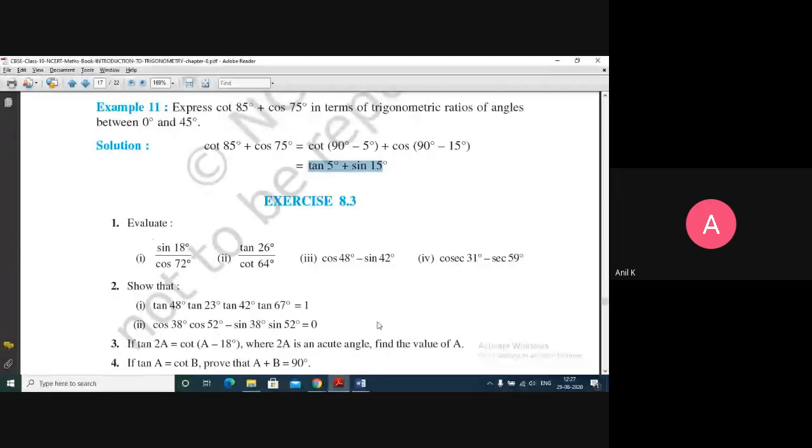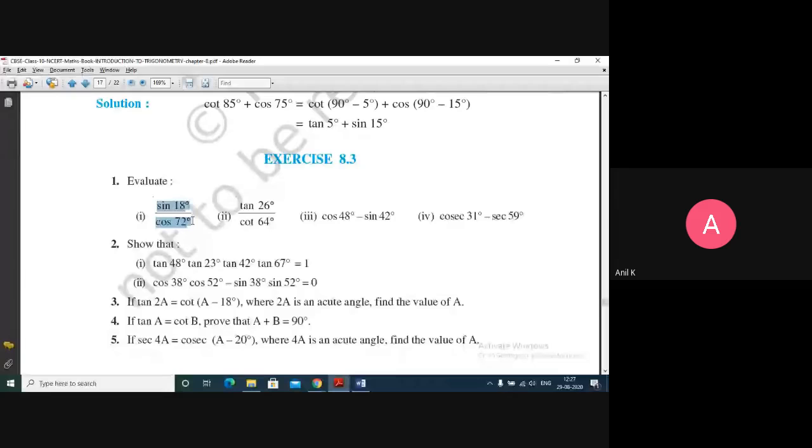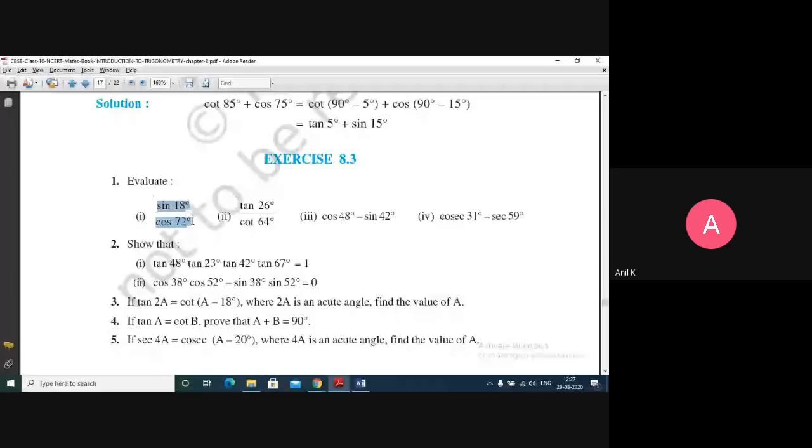Now tell me which question you want me to solve. Although, I think the first question you can solve. Can you tell me what is the answer of the first question? Just by looking, without using pen and paper, you can solve it. Sin 18 upon cos 72. First see whether the sum is coming to 90 degrees. 18 plus 72 is 90, so the answer is 1. It is easy, right?